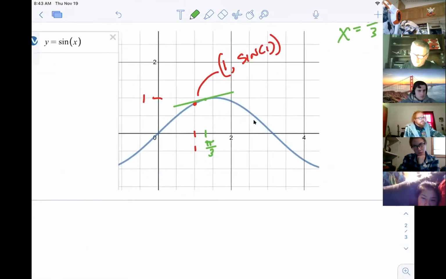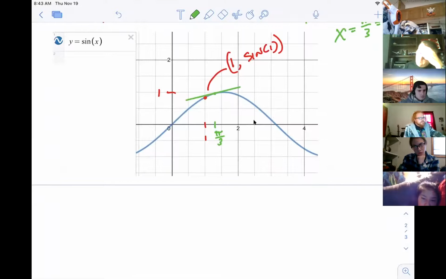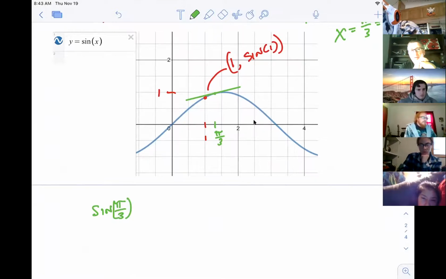But the process is exactly the same. So I say, what do I know about that point? Well, I do know the sine of pi over 3. And I don't know about you, but I don't have that memorized. Like I have to either cheat and look it up on my unit circle, or I have to let out a big sigh and go spend 20 minutes and build it for myself again.